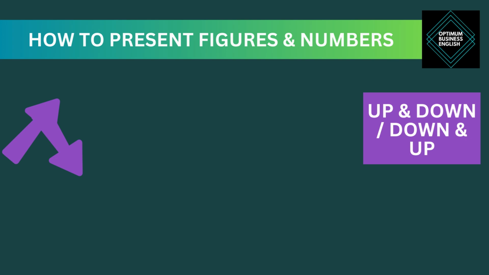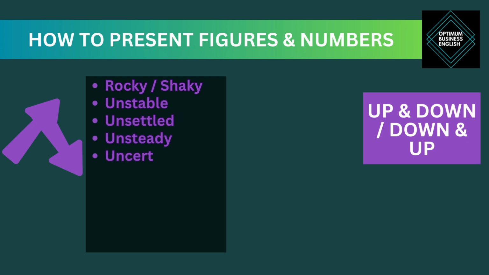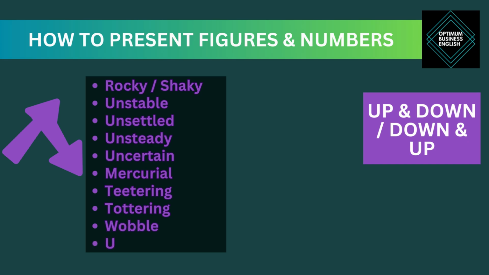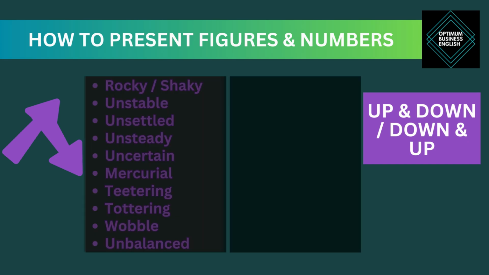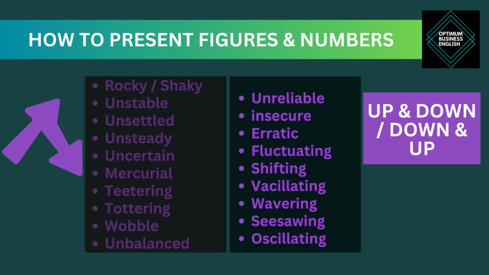The final trend is where the numbers are all over the place and are one moment going up and the next going down. You could use words such as rocky, shaky, unstable, unsettled, unsteady, uncertain, mercurial, teetering, tottering, wobble, or unbalanced. You could also say that the figures were unreliable or insecure, erratic, fluctuating, shifting, vacillating, wavering, seesawing, or oscillating.